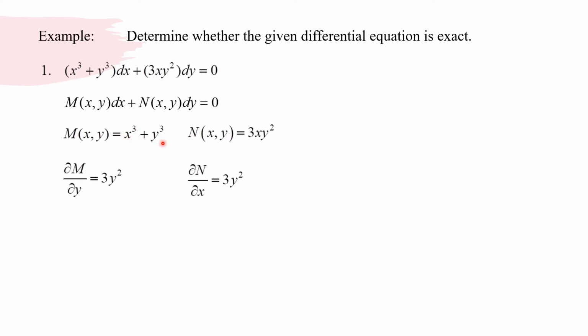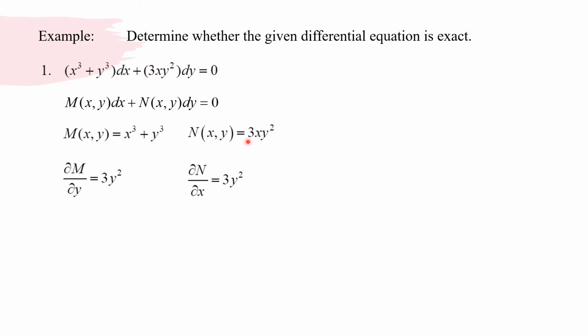When we differentiate y cubed with respect to y, the answer is 3y squared. So 0 plus 3y squared gives 3y squared. For the function n, we find del n del x. In other words, we are treating x as the variable and y as a constant.